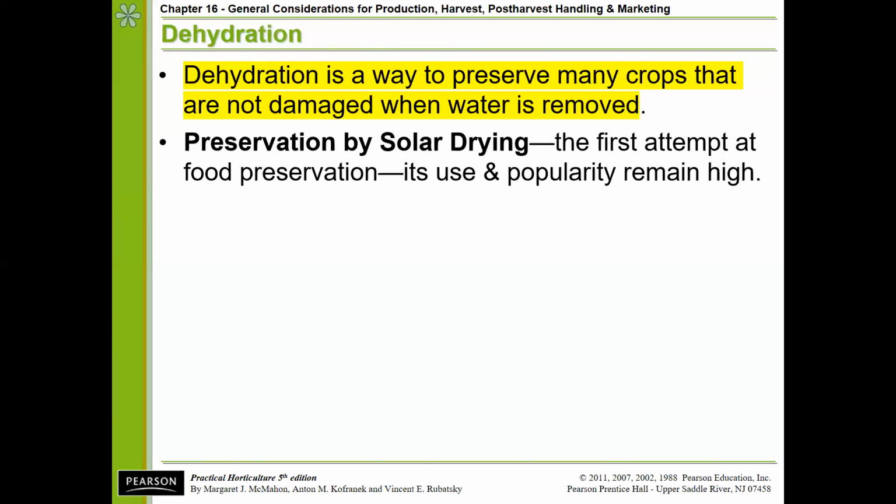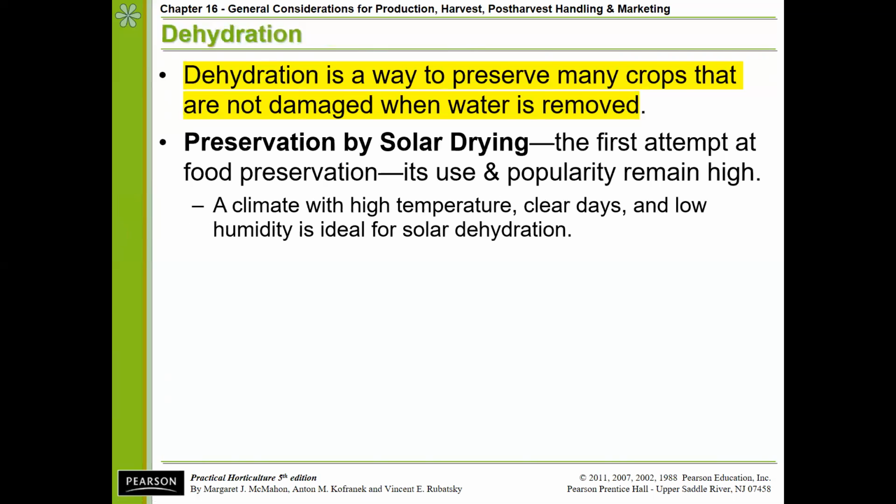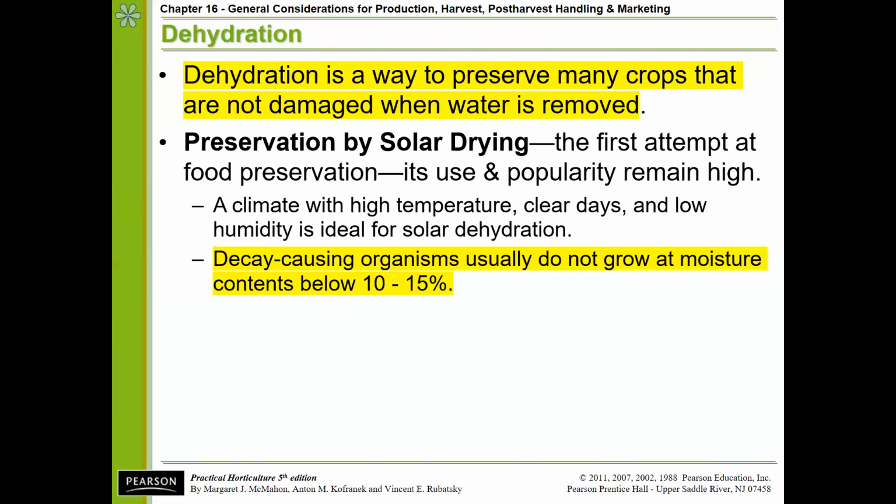Dehydration, while again not practical on an extremely large scale unless that's what you're selling, is dehydrated crops, it can be a way to preserve many crops for really long periods of time. And in this way, when you're intentionally dehydrating them, you're not damaging them through the removing of water because it's happening on a quicker scale. Dehydration will cause the decay-causing organisms to not be able to grow, especially if you're at a moisture of 15% or lower.